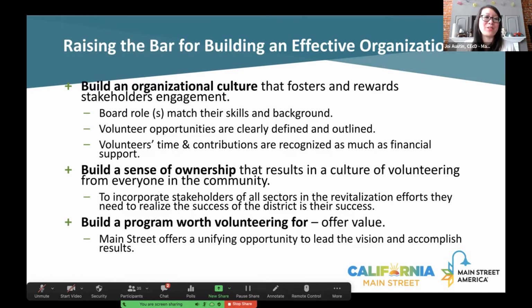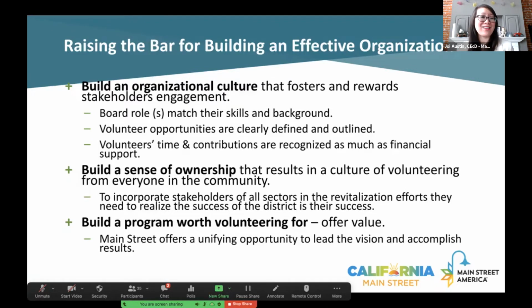So you want to incorporate stakeholders, again, from all sectors, and make sure that they realize that the things that they're doing are what are creating the successes for your community. And in the end, you're building a program that is really worth volunteering for. So you're really offering that value. People can get in touch with things that they're really passionate about, and lead that vision, but know that since you're measuring that vision and the steps to take to get there, they're the ones that are a part of that result.